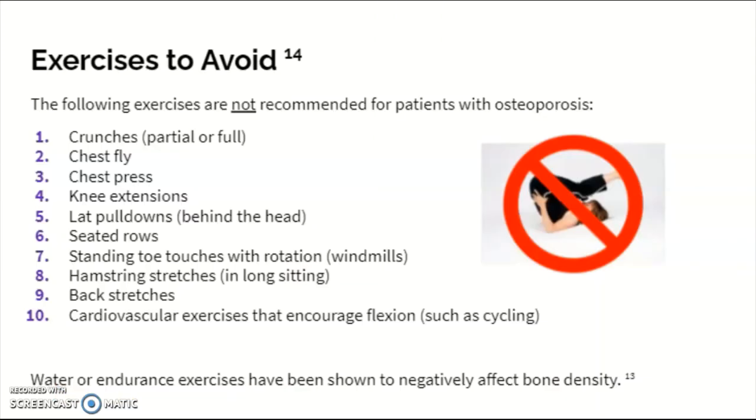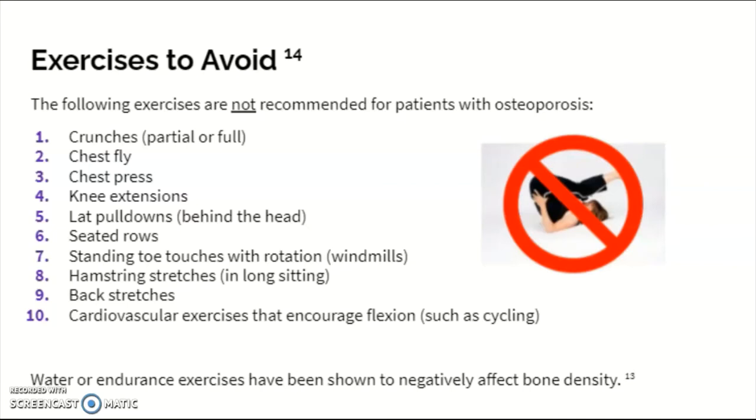The following exercises are not recommended for patients with osteoporosis. These are dangerous due to compressive loads placed on the spine and will increase the risk of compression fractures of the vertebrae. Many have to do with the placement of the spine while in position on the gym equipment. Sitting in a slouch posture places the highest load on the spine, as we've learned in our musculoskeletal courses. So think about the position you're in as I'm listing these off.